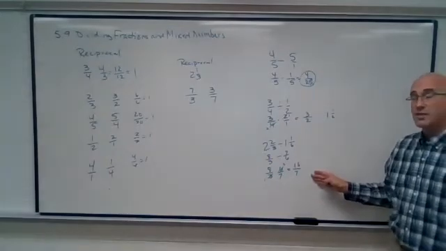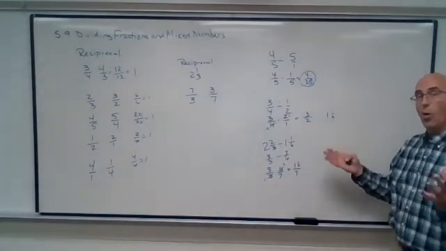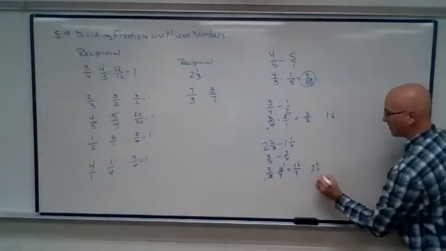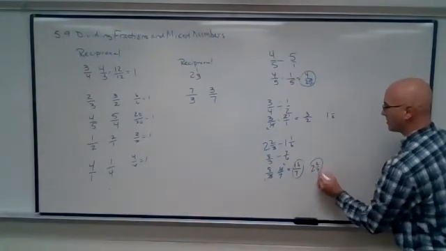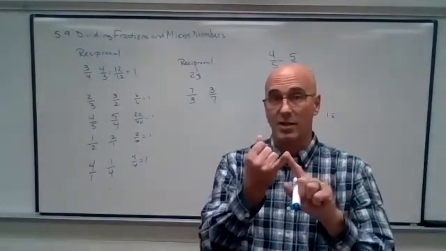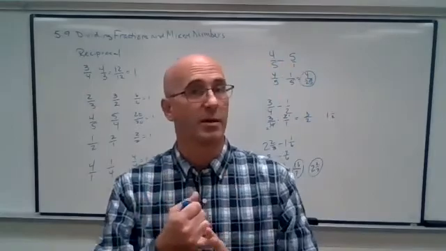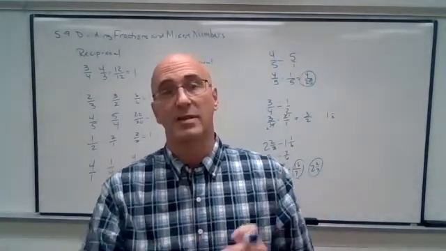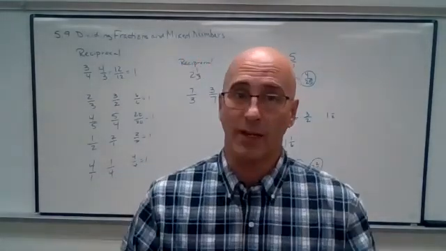I can keep this 16/7, or I can convert it to a mixed number, and that would be 2 and 2/7. Either one of these is a correct answer. You just have to look at your directions. Does it say to convert it back into a mixed number or not? If it doesn't say, you can do either. That is how you divide fractions and mixed numbers.